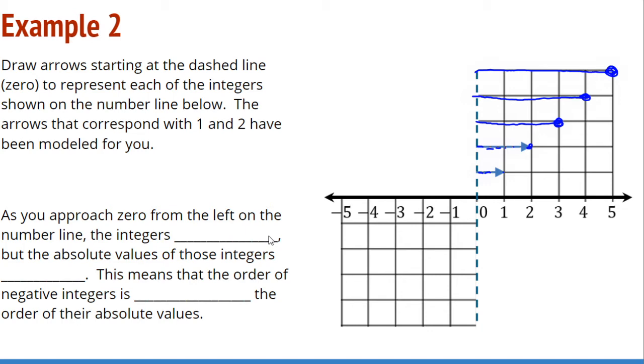And we need to do the same thing with the negative integers, starting at 0, going to -1, starting at 0, going to -2, starting at 0, going to -3, starting at 0, going to -4, starting at 0 and going to -5.